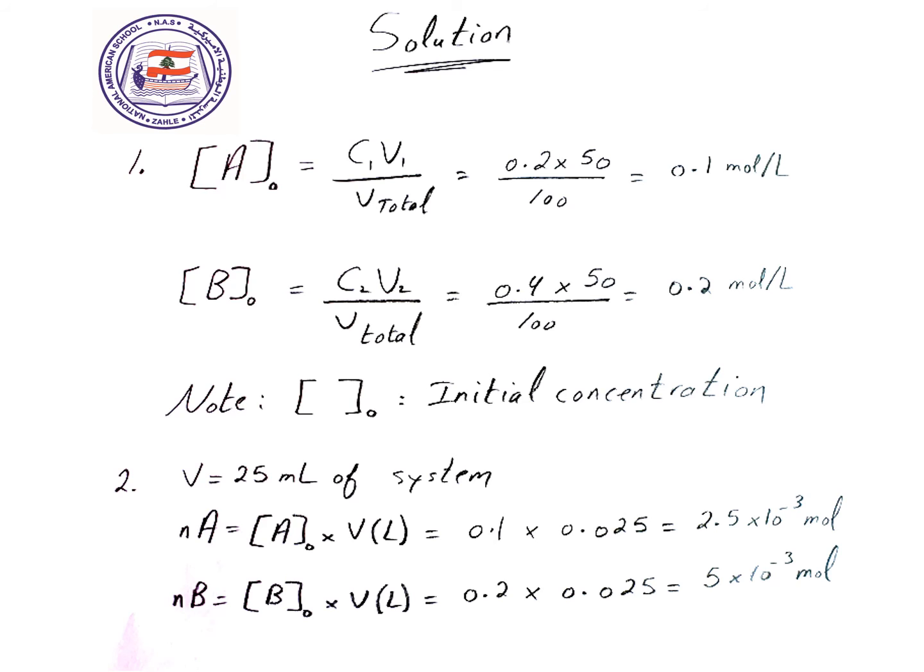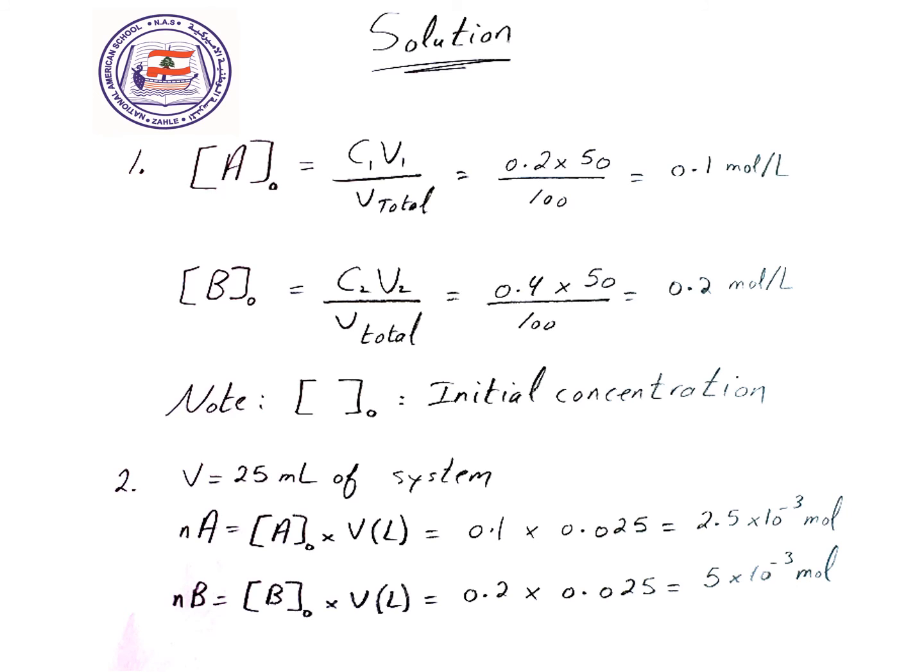So we put the number of moles of A equals the initial concentration of A times the volume expressed in liters. Now the initial concentration of A is 0.1 and we put times 0.025. Now why did I put this number? They want the number of moles in 25 milliliters of the system. So we divided 25 by 1000 in order for the units to cancel out so that we can end up with the moles. So 0.025 comes from dividing 25 by 1000. So 0.1 times 0.025 is 2.5 times 10 to the power minus 3 moles.